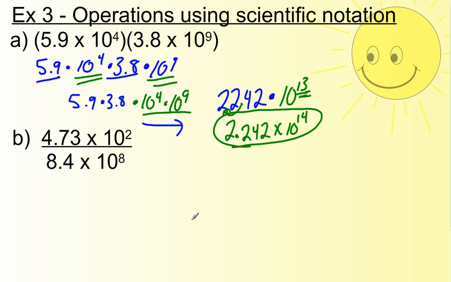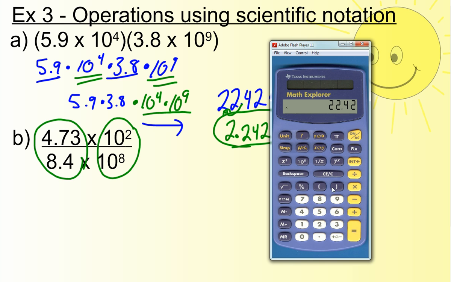Letter B. We're going to use the same basic idea. So here, we're going to separate it into two separate problems. We're going to worry about dividing this piece here and this piece here, just like we did in the last lesson. So I'm going to take my 4.73 divided by 8.4 equals 0.5630952. As far as we're concerned, let's just stick with three numbers after the decimal. So 0.563.